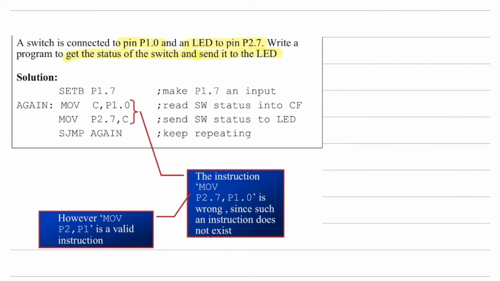First we have to make sure that the switch is connected to P1.0 and that we can read the switch status, so P1.0 must be an input port. We make it an input port by writing a 1 to P1.0, so we will set P1.0. Let us see the program. As mentioned here, the switch is connected to P1.0 and the LED is connected to P2.7, and the status of the switch is sent to the LED.